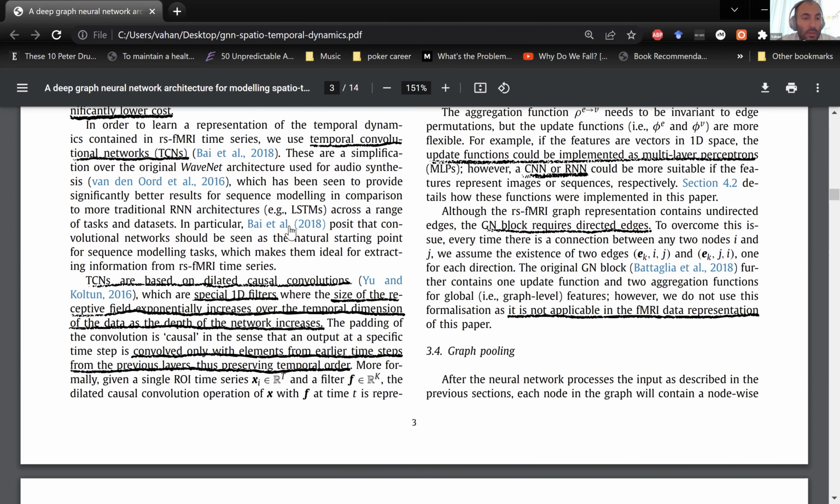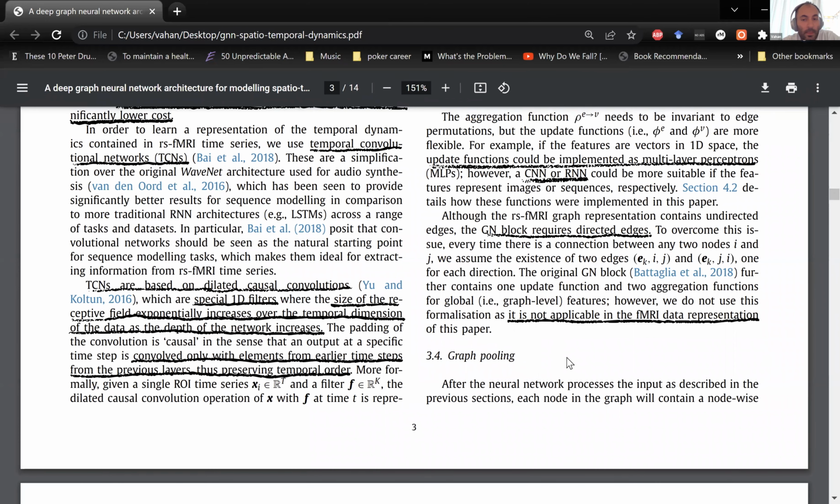They use one-dimensional filters to convolve over the time dimension. And then they also convolve only with elements from earlier time steps, from previous layers, thus preserving temporal order. So we don't convolve with the future steps. It's also a common thing to do with convolutions on time.